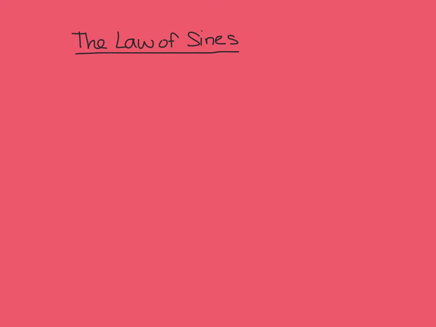So far, the triangles we've been working with have been right triangles. Today, I want to talk about what happens when we have non-right triangles. And non-right triangles are what we call oblique triangles.